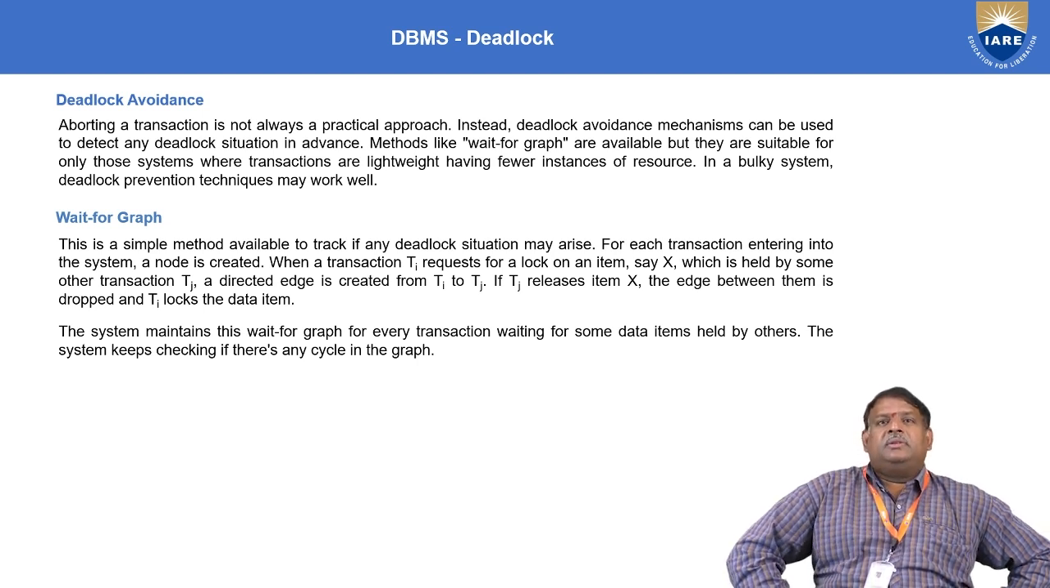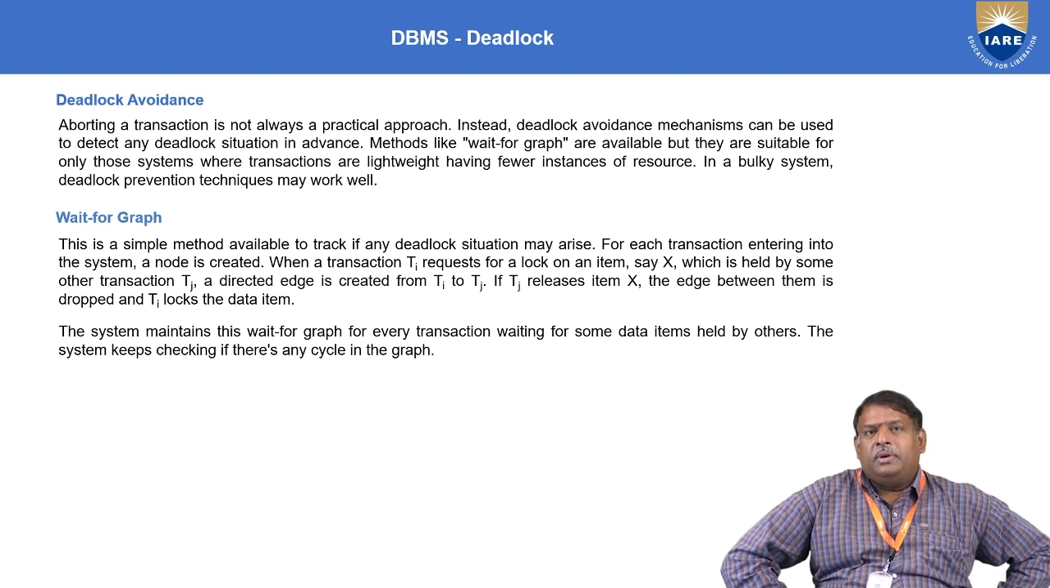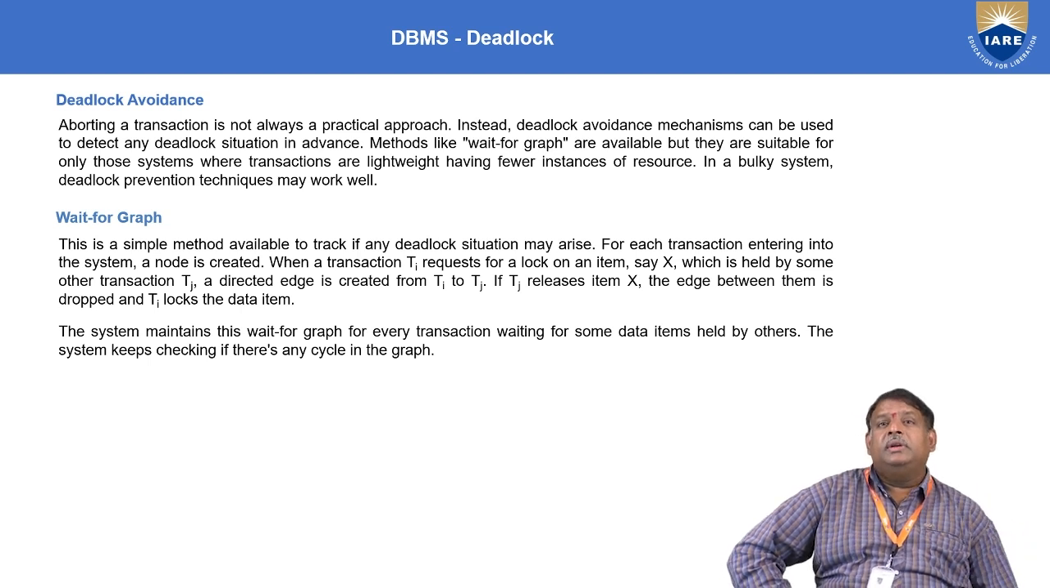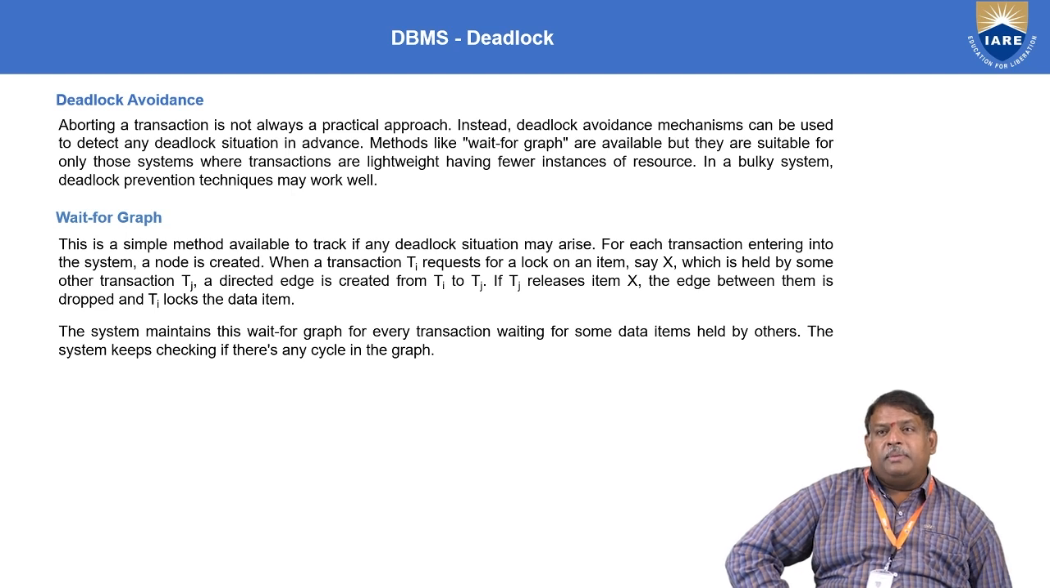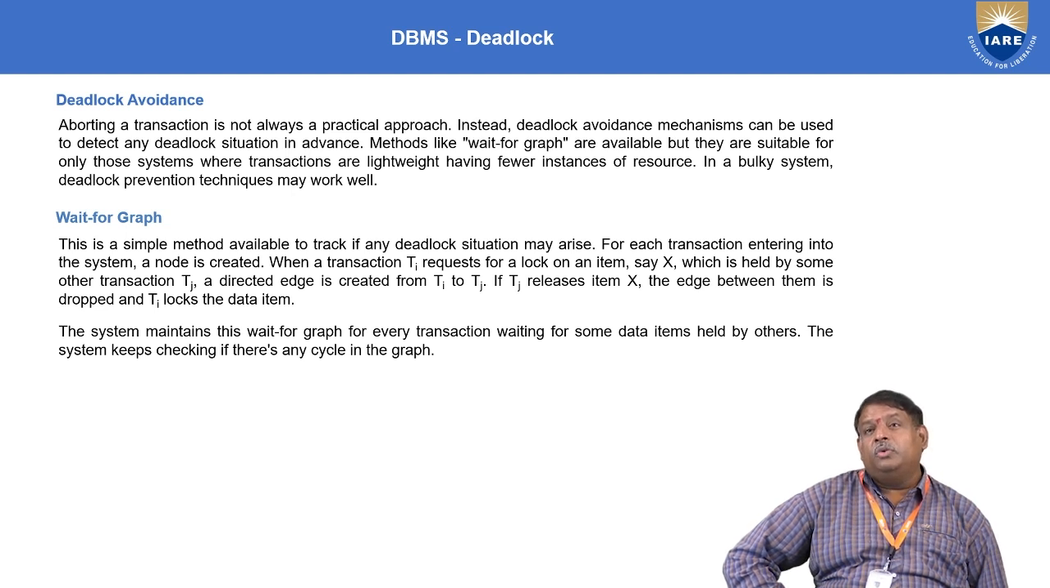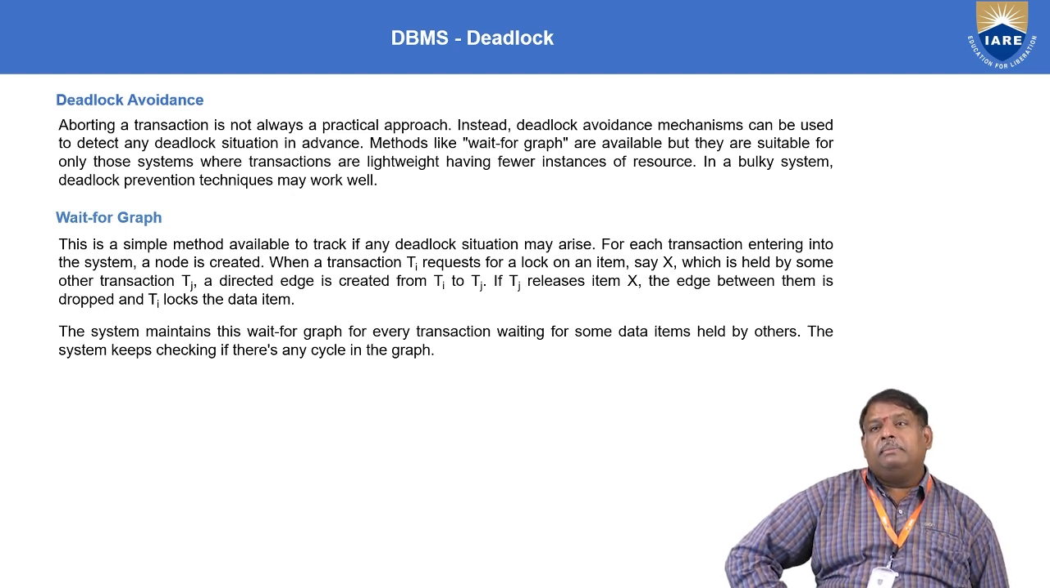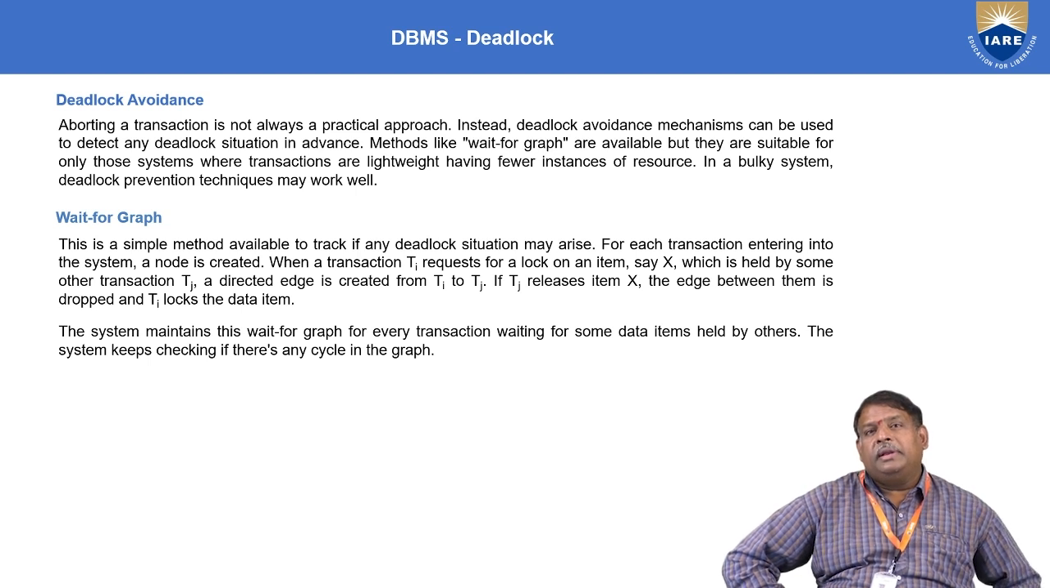Aborting a transaction is not always a practical approach. Instead, a deadlock avoidance mechanism can be used to detect any deadlock situation in advance. Methods like the wait-for graph are available, but they are suitable for only those systems where transactions are lightweight, having fewer instances of resource. In a bulky system, deadlock prevention techniques may work well.